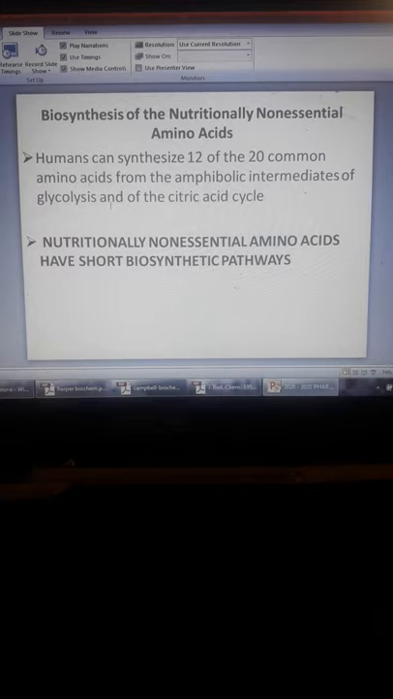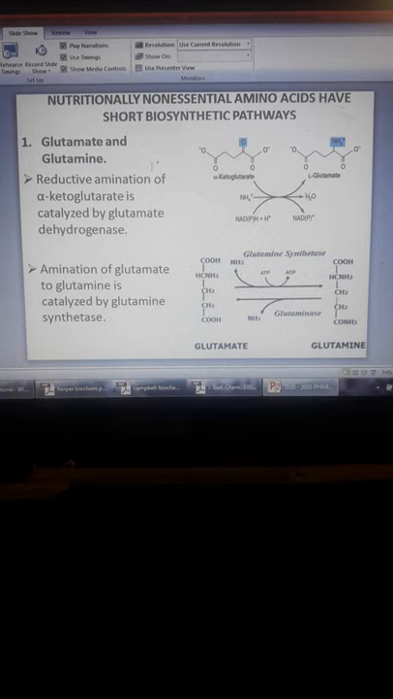So, humans can synthesize 12 of the 20 common amino acids, or amphibolic intermediates of glycolysis and the citric acid cycle. Nutritionally, the non-essential amino acids have short biosynthetic pathways. So, these are the nutritionally non-essential amino acids. They are not supplied in the diet, okay? Because they are synthesized in the body. So, glutamate and glutamine, okay?